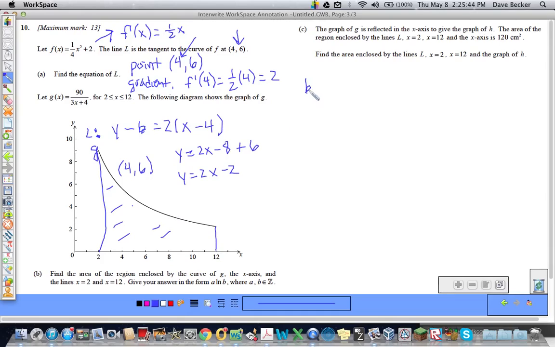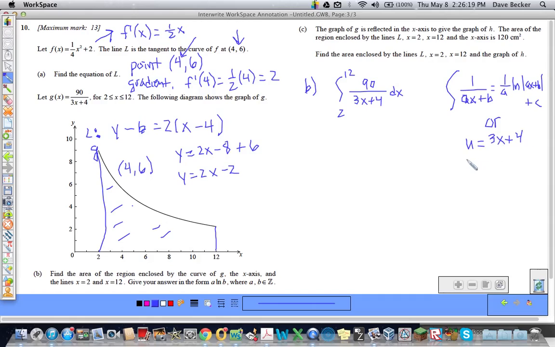And most of you were okay. You said, oh, okay, so that's just the integral from 2 to 12 of 90 over 3x plus 4 dx, which is of the form 1 over ax plus b. And remember, the integral of 1 over ax plus b is 1 over a times the natural log of the absolute value of ax plus b, plus c. Or you could use u substitution: u equals 3x plus 4, du equals 3 dx. So you could have done that.